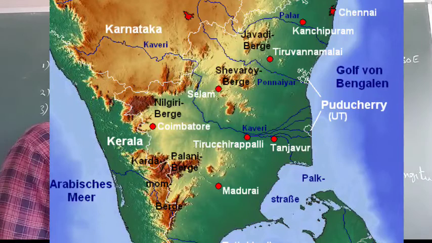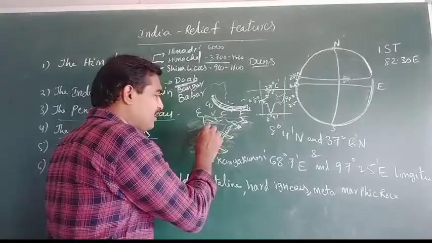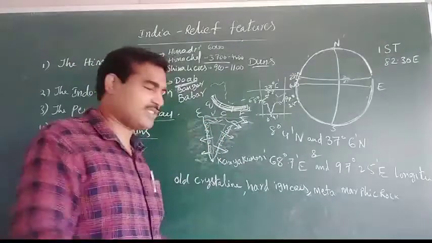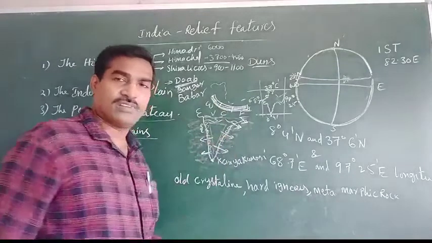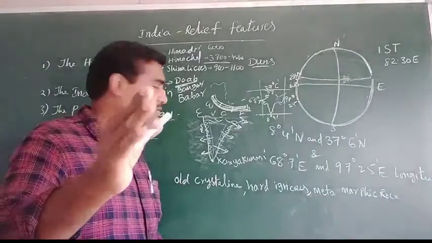It's known as the Canara coast, and next here Goa and Maharashtra. These two combined are known as the Konkan coast. What is the Konkan coast?